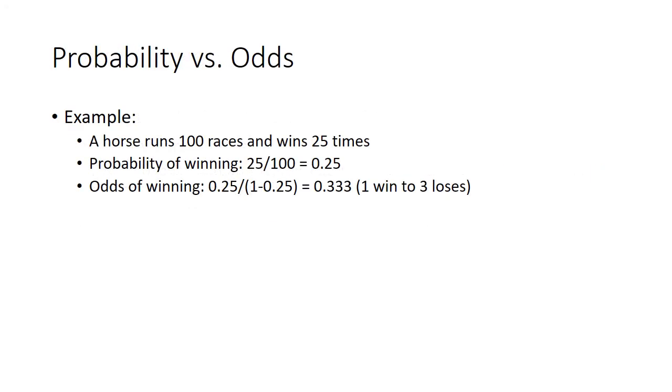That sounds confusing, but another good way to look at this would be horse racing. Say we have a horse that runs 100 races and wins 25 times. The probability of that horse winning a race is 25%, because it's 25 out of 100 total races. To convert that to odds, the odds of that horse winning a race would be 25% divided by 1 minus that 25%, or 0.25 divided by 1 minus 0.25. When you divide that out, it becomes 0.33, which means the odds of that horse winning a race is 1 win for every 3 losses.